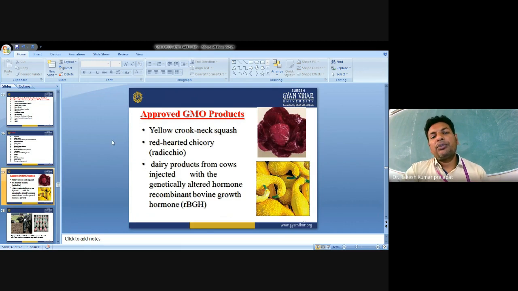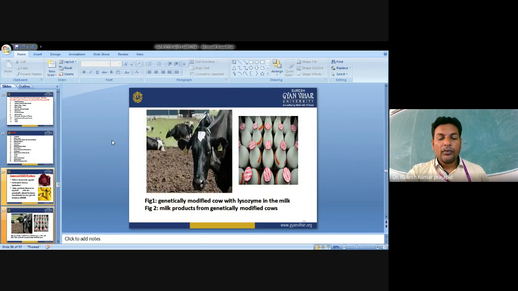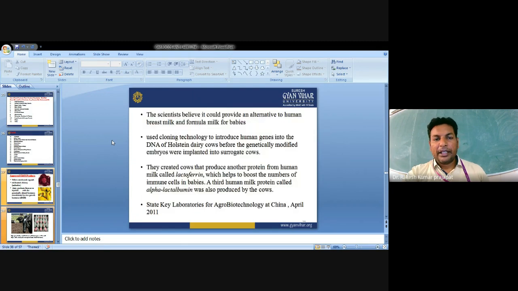Approved GM products include yellow crookneck squash, red-hearted chicory, radicchio, and dairy products from cows injected with the genetically altered hormone recombinant bovine growth hormone. These are genetically modified cows with a high content of lysozyme in the milk. Milk produced from these genetically modified cows is marketed in packaged form.